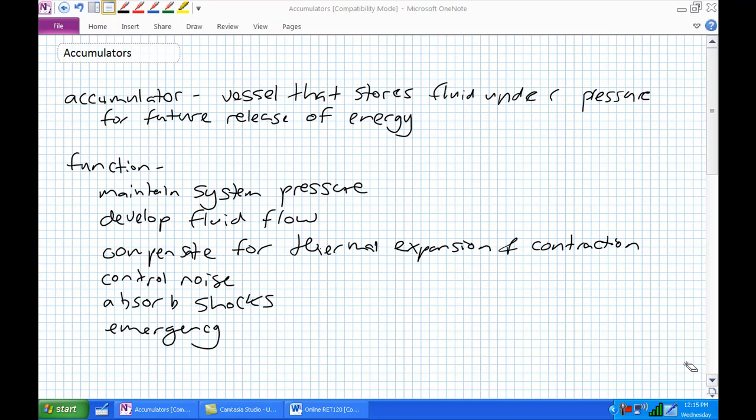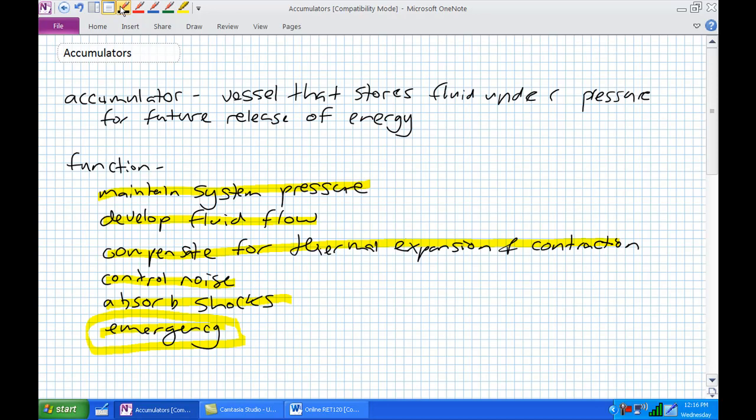Today we're going to discuss accumulators. Basically, an accumulator is a vessel that stores fluid under pressure for future release of energy. The functions of an accumulator, and these are very important, are to maintain system pressure, develop fluid flow, compensate for thermal expansion and contraction, control noise, absorb shocks, and the biggest one is emergency usage.